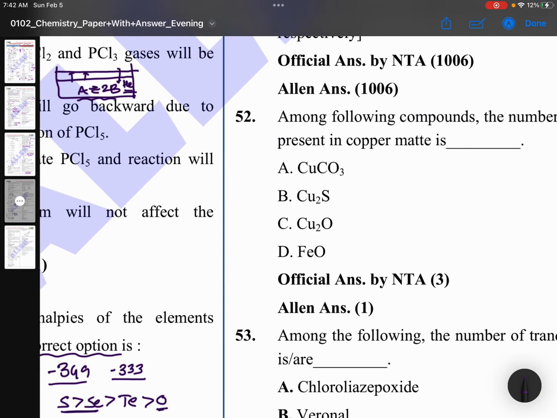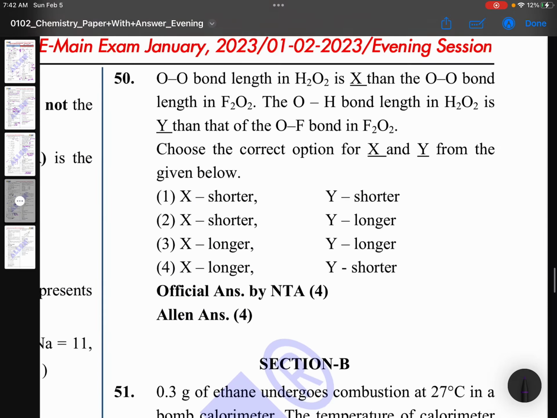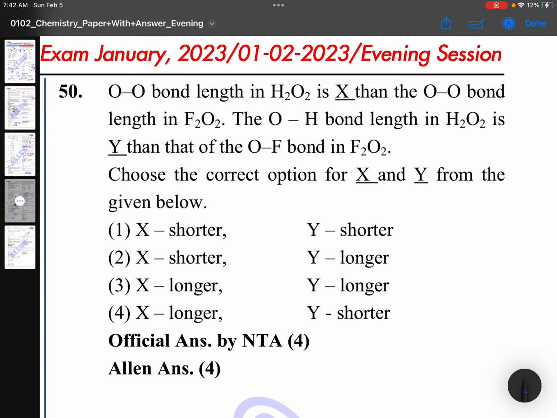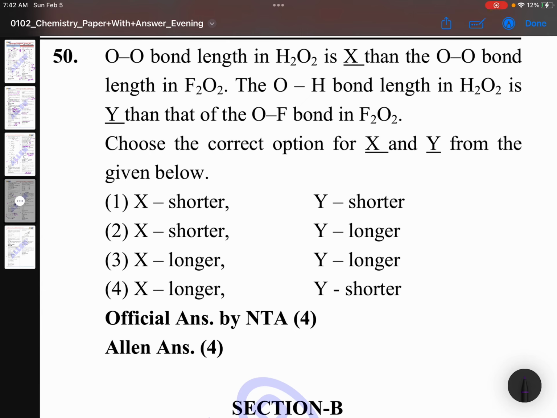Now, dear friends, we need to raise our voice, otherwise we may not be in the list. The O-O bond length in H2O2 is X than the O-O bond length in F2O2. Then the O-H bond length in H2O2 is Y than that of the O-F bond in F2O2. Choose the correct option. Not an easy question for the students, because they need to consider many things.